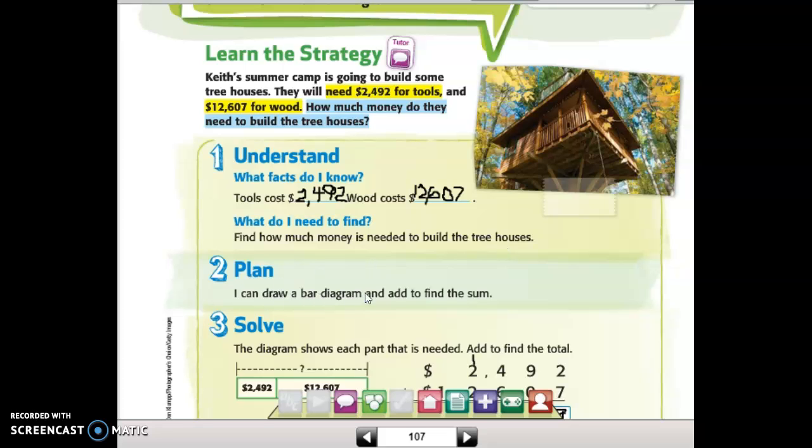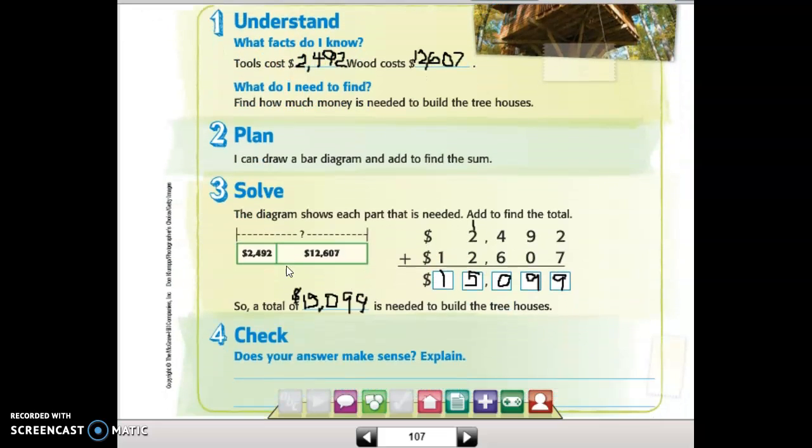Plan: we're going to try drawing a bar diagram in order to find the sum. So we can see by placing the two numbers, we know this is the cost of the tools and this is the cost of the wood. In order to find out how much is needed to build them, I need to find this total number. If I need to take these two parts and find the total, then I need to add. And when I add all the numbers, I get $15,099. So a total of $15,099 is needed to build the tree houses.